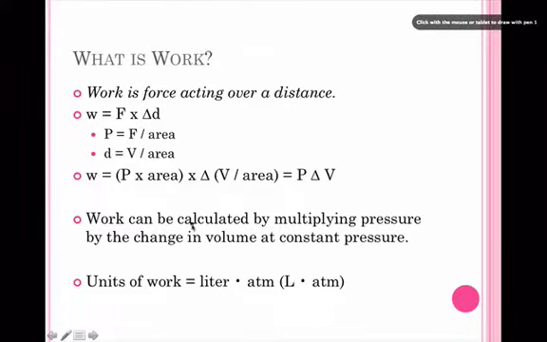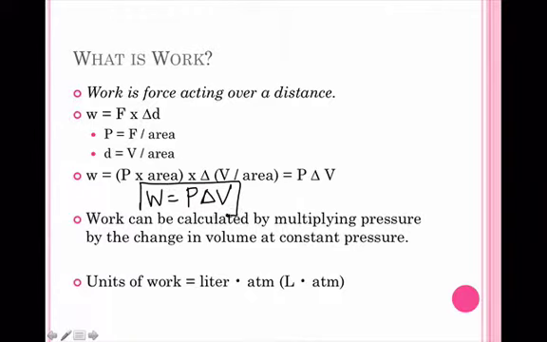All right, so let's talk a little bit more about work. Work is the force acting over a distance. We already gave that definition. Here is the formula for it. Work equals force times the change in distance. Pressure is equal to force over area, and distance is equal to volume over area. So what we can do with this is if we combine all of it, we end up with this new formula that work is equal to P delta V, and that's pressure and volume. So we can use these, substitute in, and we get this formula right here.